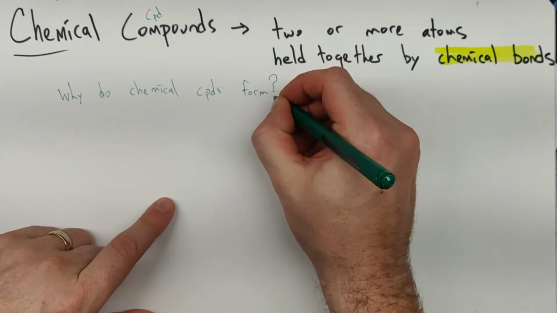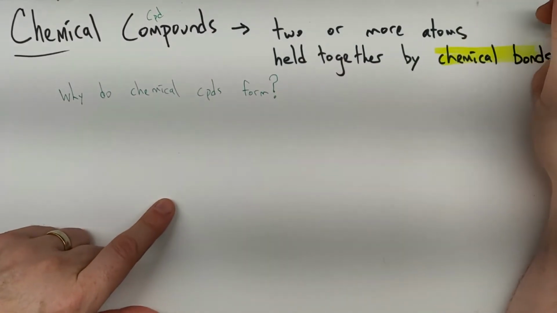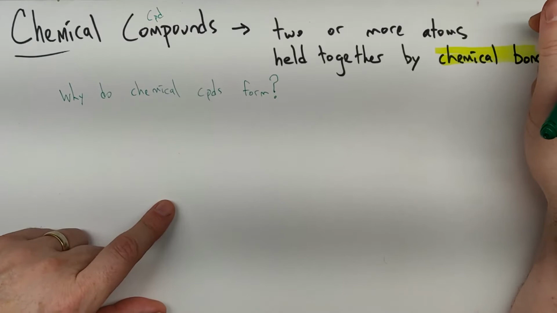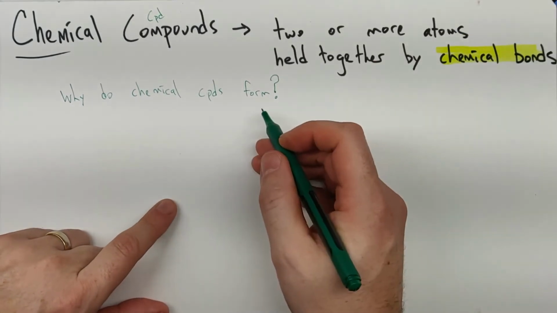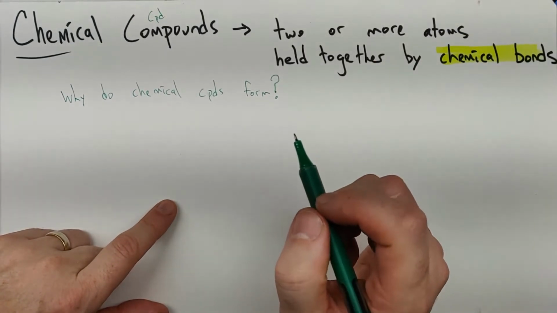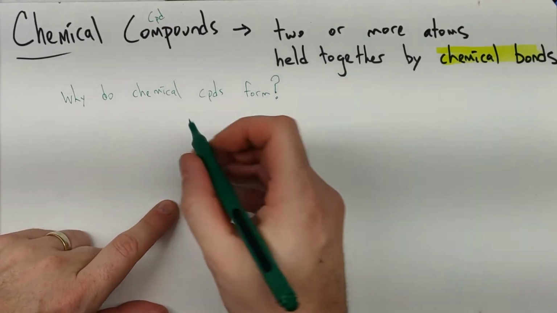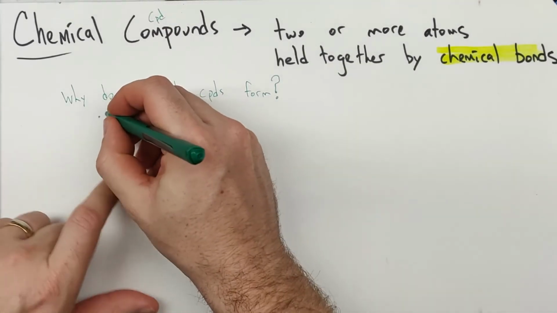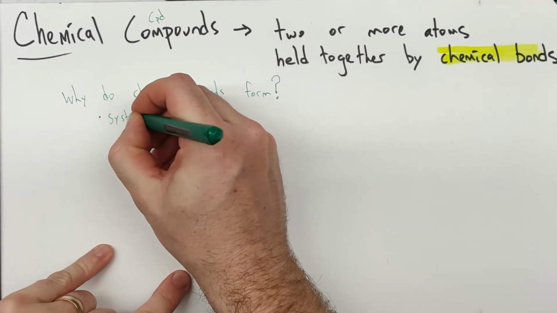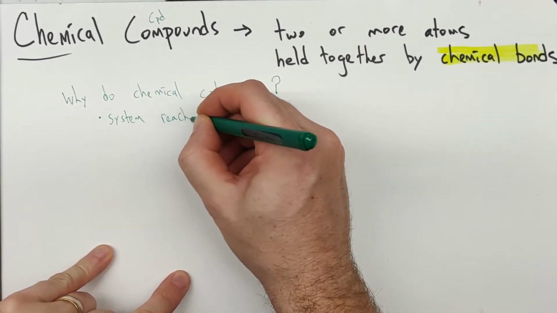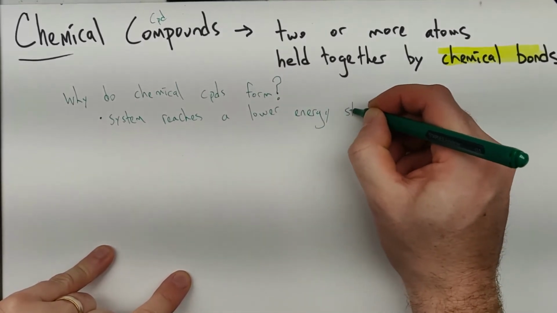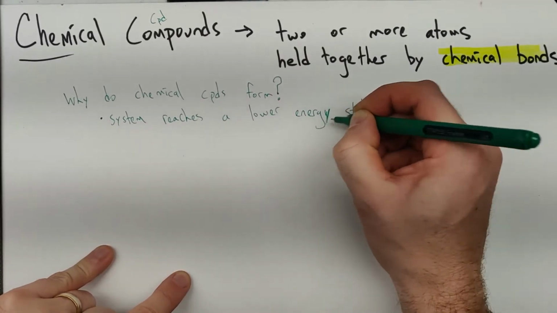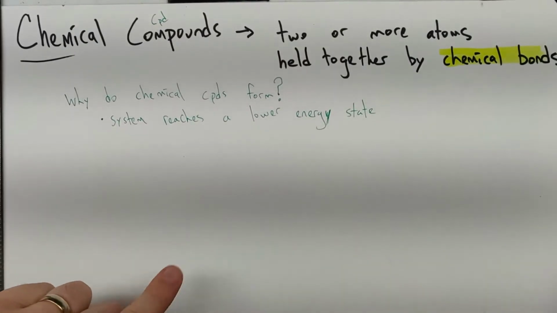Why would something happen? The short answer is, something's either forced to happen or it happens naturally. And if these compounds are forming naturally, then there must be some energetic advantage to it. What we have in the case of these chemical compounds forming is something reaching a lower energy state. So the key idea here is the system reaches a lower energy state. And we're going to take a closer look at what it means to have a lower energy state. But the idea should make sense.